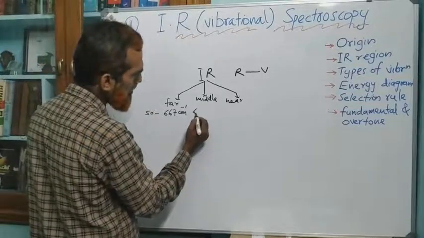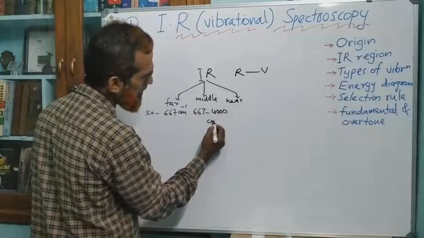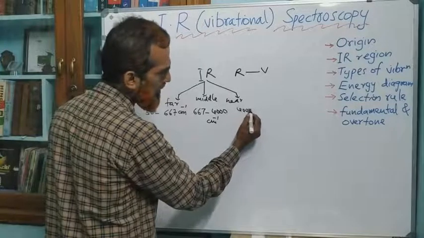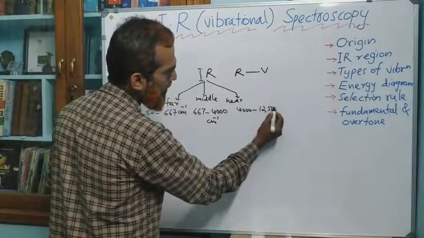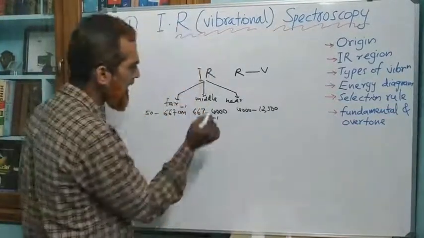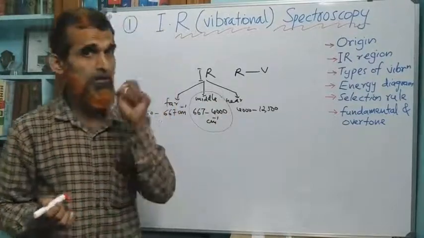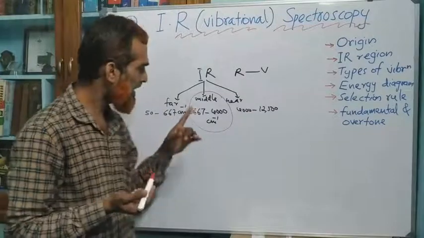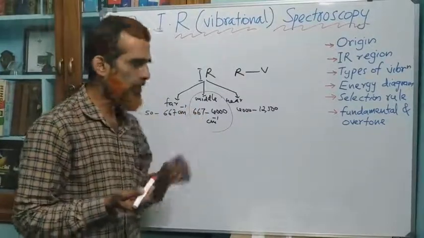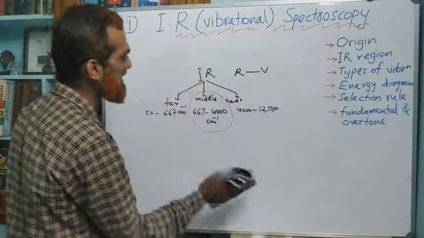Middle IR ranges from 667 to 4000 centimeter inverse, and this near IR is from 4000 to 12,500 centimeter inverse. Remember, for IR spectroscopy, this is the region made use of. So the IR spectroscopist is interested in this region, middle IR, that ranges from 667 to 4000 centimeter inverse. That is used for this study, this technique.